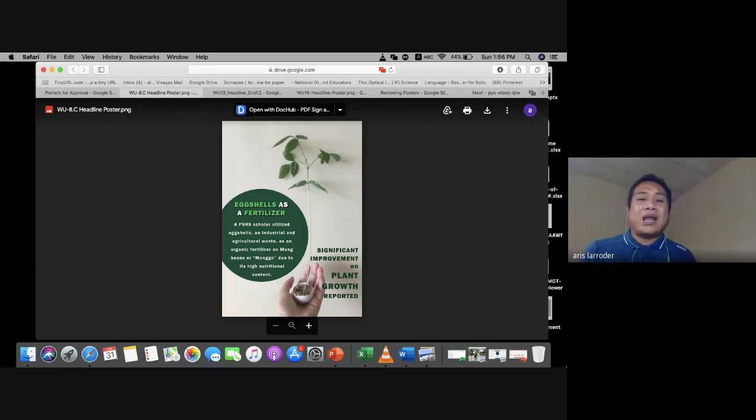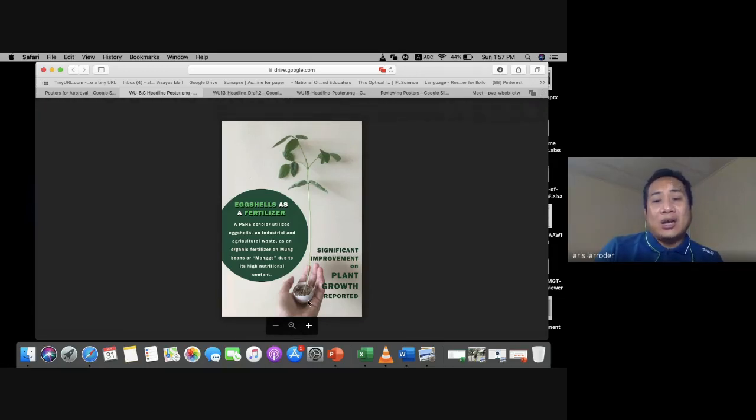This one is a creative way of presenting a picture. However, there is a trigger warning in this picture. Well, it is creative in a sense that we don't normally see eggshell as our pot, but this time you can see that the plant grows in an eggshell. However, in this case, the eggshell is a fertilizer.